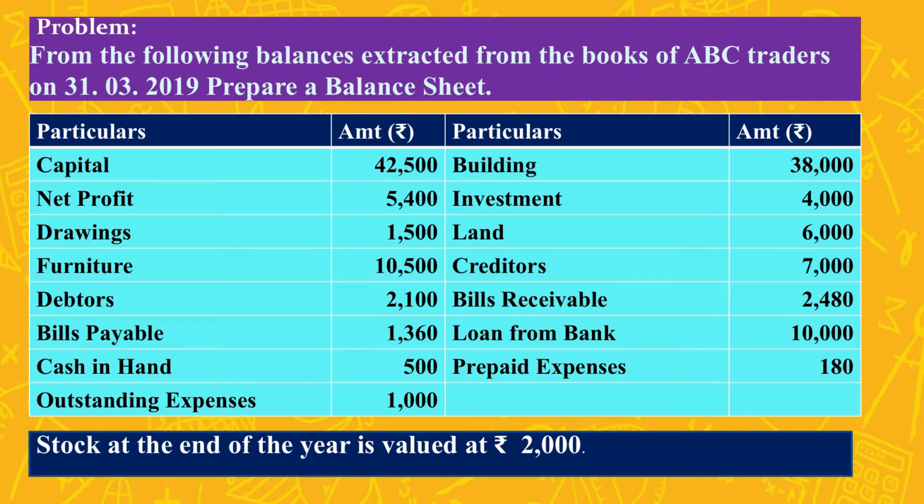Investments, again, will show you a debit balance, so it will go on the asset side. Land will again go on the asset side. Creditors 7,000 is a liability, so it will go on the liability side; it will show you a credit balance. Bills receivable will be taken on the asset side because bills receivable will show you a debit balance. Loan from bank is a liability, so take it on the liability side. And prepaid expenses, as we have paid the expenses earlier in advance, will go to the asset side.